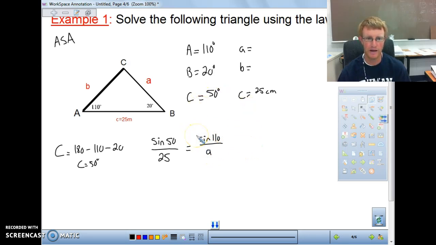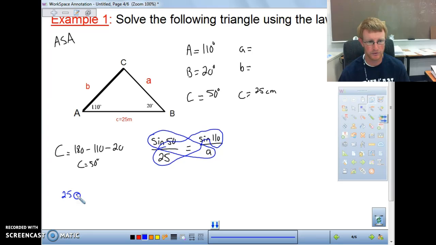So in this case, we are now simply left with a proportion that we can solve. And we cross multiply, just like we would if it was anything else. This diagonal is multiplied by this diagonal. So we write that out: 25 times the sine of 110 degrees equals A times the sine of 50. And then to solve for A, which is what we're trying to solve for, we divide both sides by sine of 50.